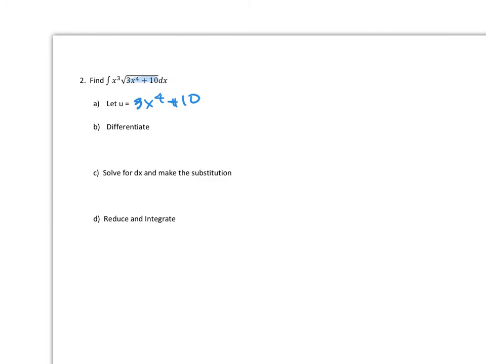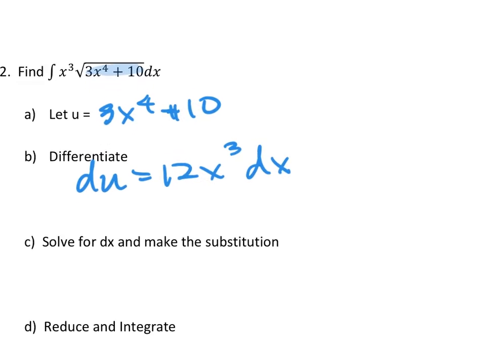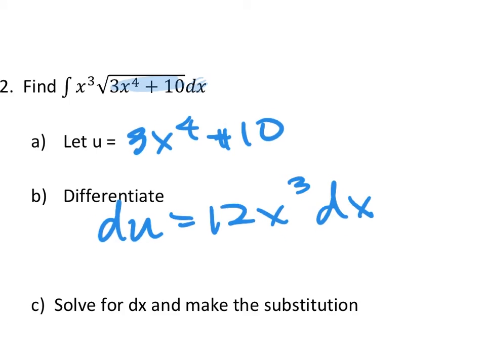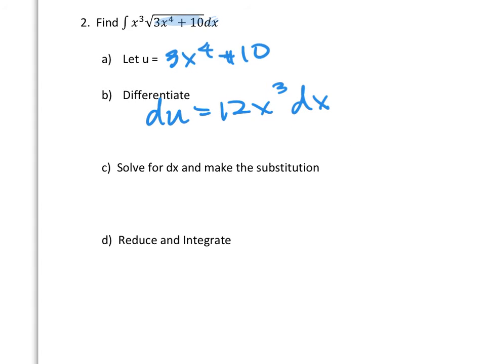So now we have to differentiate this u. So we're going to get d of u, and we're going to have 12x to the 3rd power, and the 10 again goes to 0. We're going to have that d of x. Now let me just emphasize, our goal is to substitute our d of x for the expression that we get for that as well. So we need to isolate that d of x by solving for d of x.